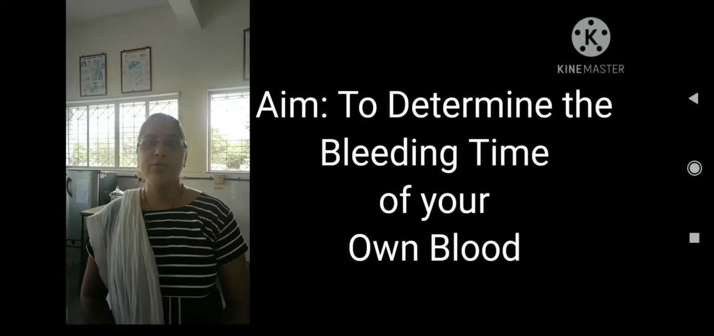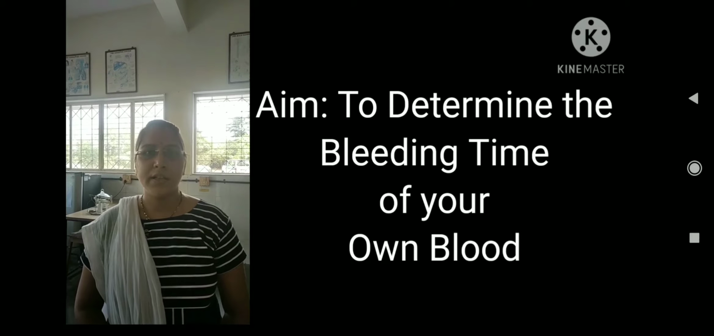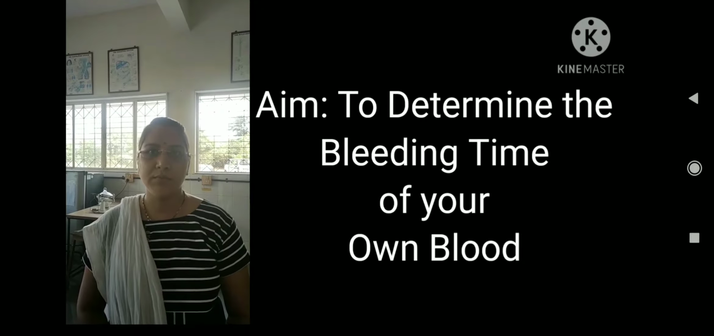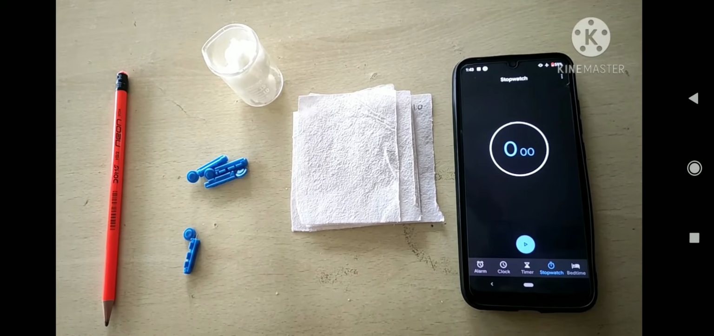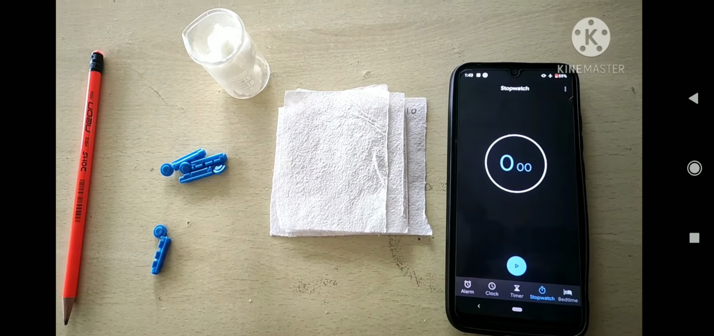Today we are going to perform the first practical of human anatomy and physiology, that is to determine the bleeding time of own blood. So we will firstly start with the requirements for the experiment, in which we will require the pricking needle. Here I have shown you the pricking needle. This pricking needle is used to prick the finger.